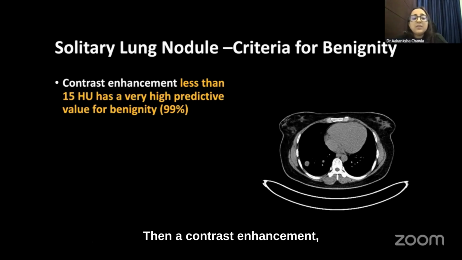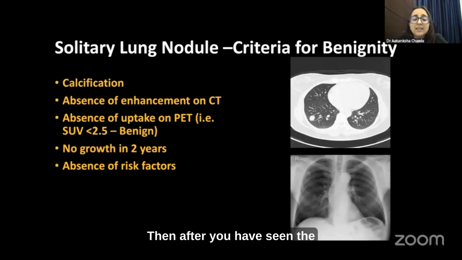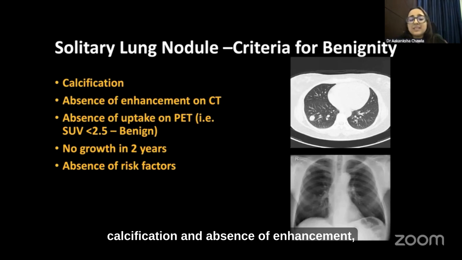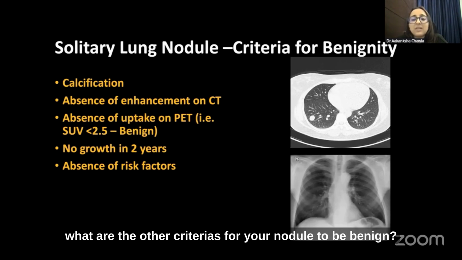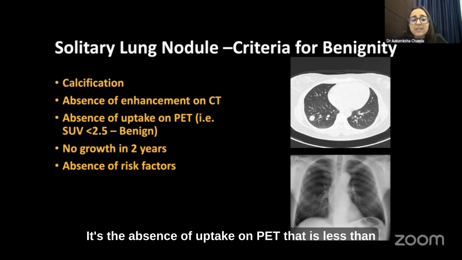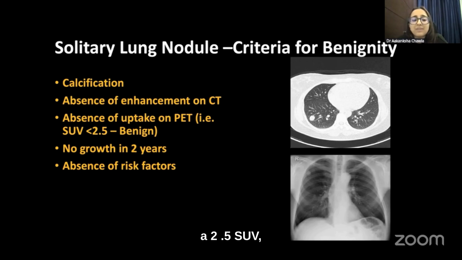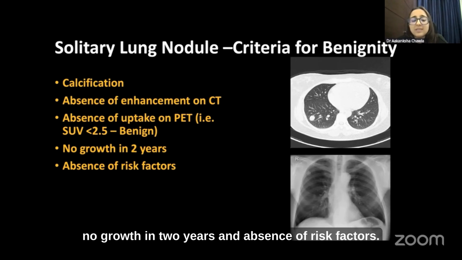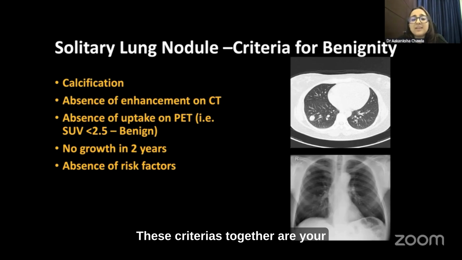Then contrast enhancement of less than 15 Hounsfield units is very predictive for the nodule being benign, with a high predictive value of 99%. After you have seen the calcification and absence of enhancement, what are the other criteria for your nodule to be benign? It's the absence of uptake on PET, that is less than 2.5 SUV, no growth in 2 years, and absence of risk factors. These criteria together are your criteria for your nodule to be benign.